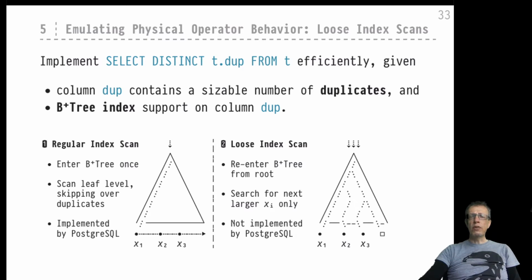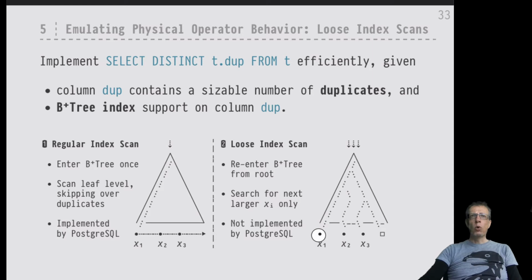At the very first moment of our search, just as in the case on the left here, we would look for the minimum t.dub value that we can find. And of course, this is easily found by just following this leftmost path here until we hit the x1. So nothing has changed so far.